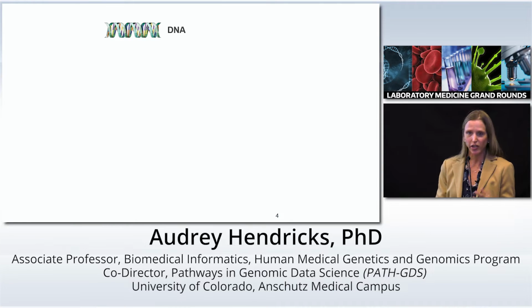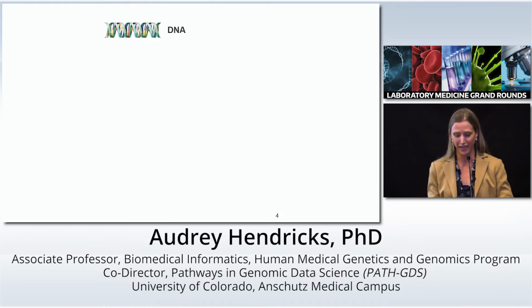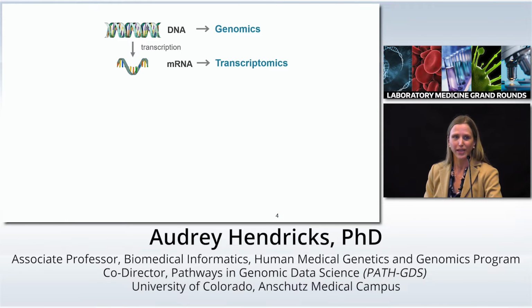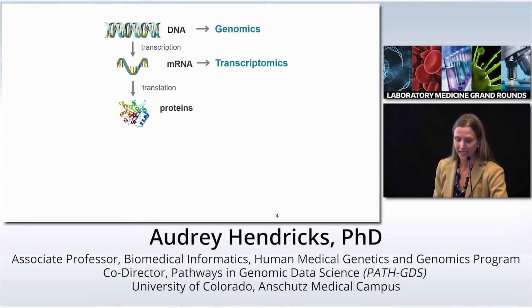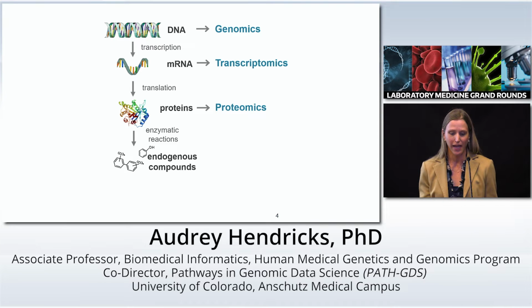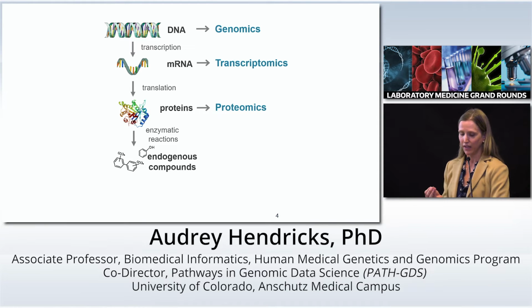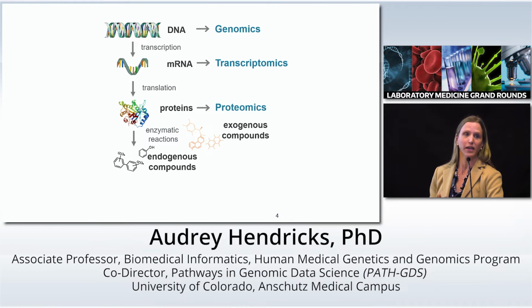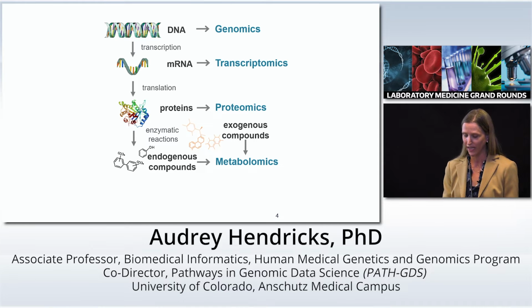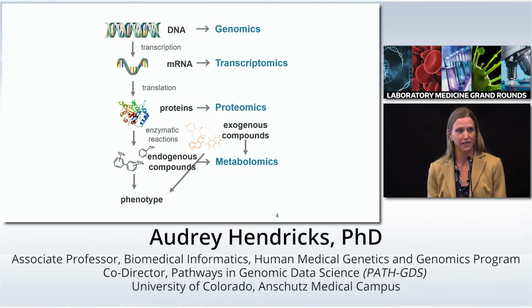Okay, so let's start with just looking at some of the omics data that we have. If we start with DNA, we have millions of genetic variants and markers, and we can gather this in what we call genomics. And if we have transcription, then we can look at mRNA, and we can gather transcriptomics. Then translation, we can get our proteins and look at proteomics. And then we can have enzymatic reactions and gather compounds, many of these endogenous to our body, but some of them coming in from outside, so exogenous compounds as well. And we can gather all of these in metabolomics. And all of these influence our phenotypes.